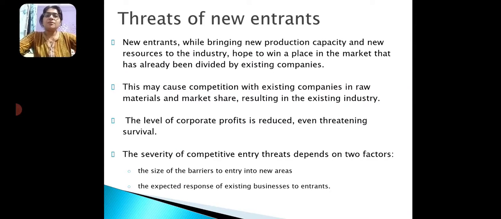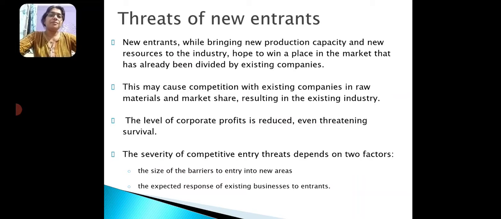Then threat of new entrants. Here again, very important for the competitive analysis. Who are the new entrants? These are the people who are entering the industry, fresh entrants who are making new investment in the industry.